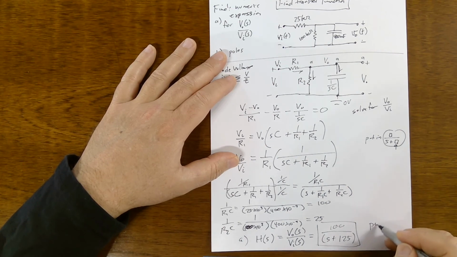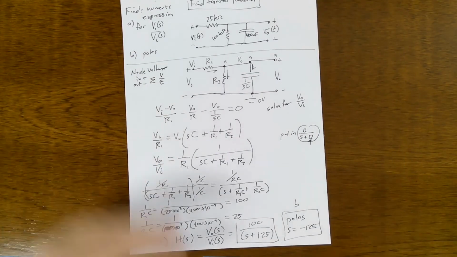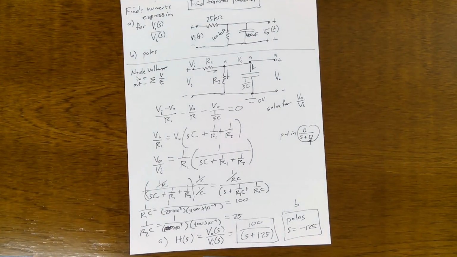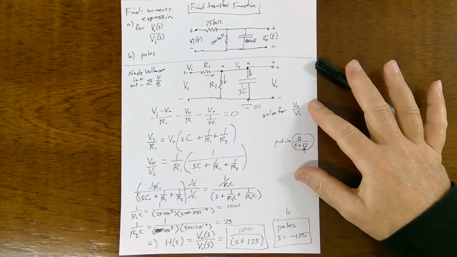And the pole, S equals minus 125. That will make the denominator 0. That's the answer to part B. Okay? Just some fun dealing with the S's. Algebra.